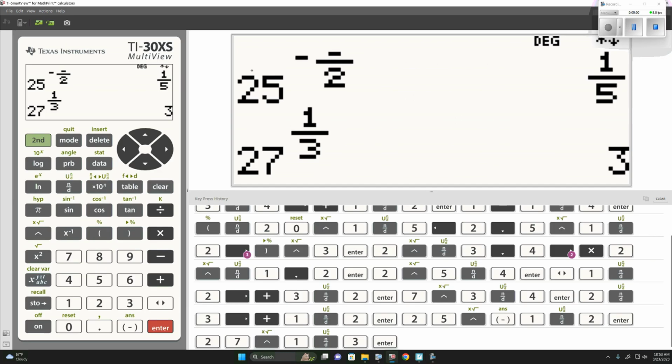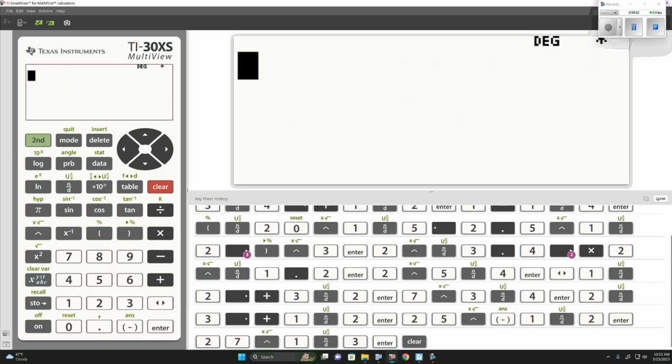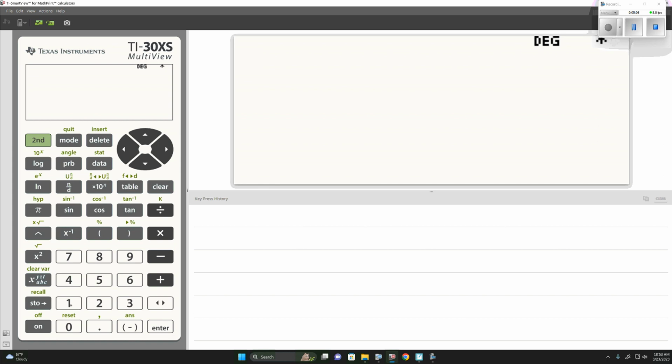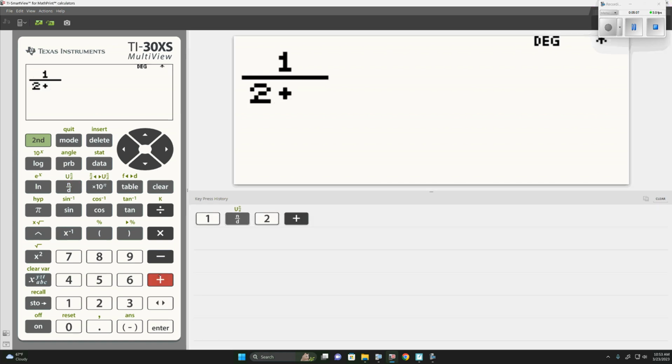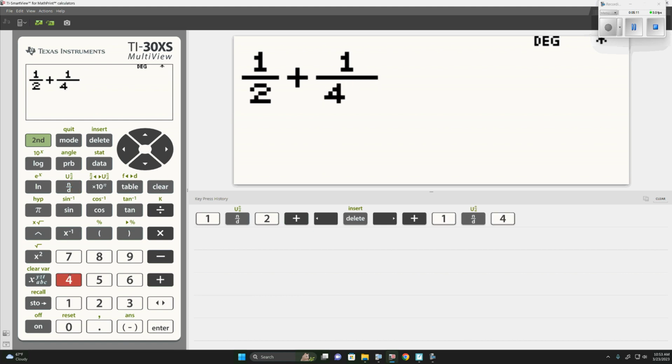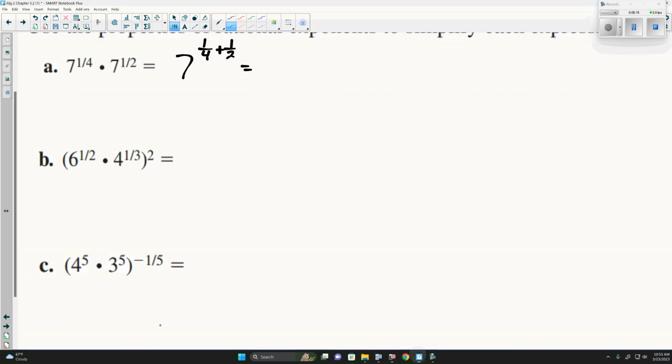But what we can do instead, 1/2 plus 1/4 is 3/4. So we get 7 to the 3/4. Now this here is as simplified as it gets.